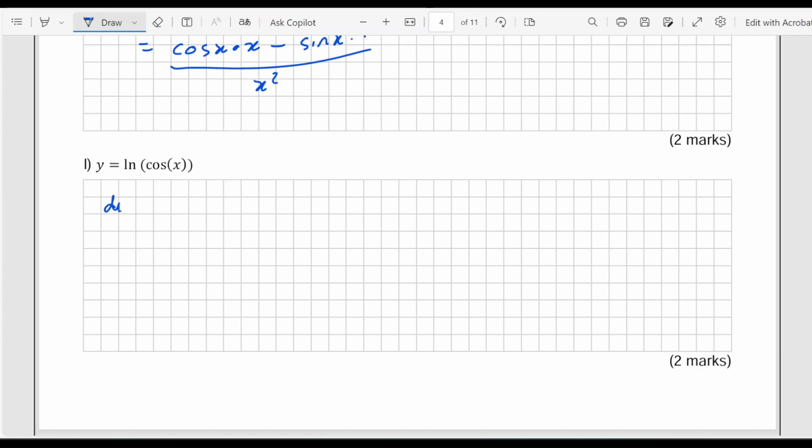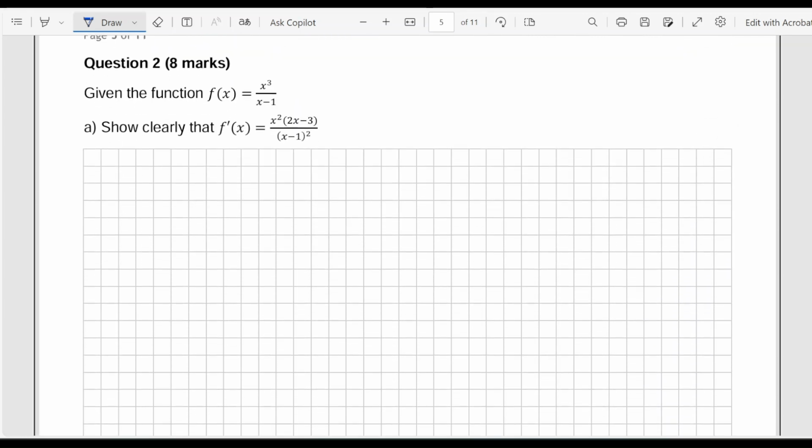Log of cos. So log differentiates like this. You've got the original thing on the bottom and you've got the derivative on the top. Not that you need to do this necessarily, but fun fact, that is minus tan of x. Interesting. All right, next we've got this function here, so we want to show clearly the derivative.